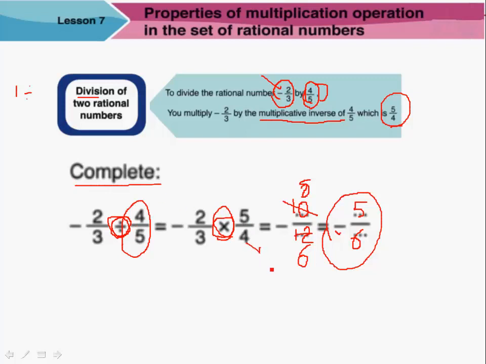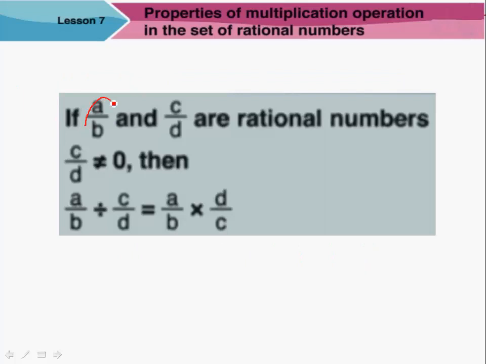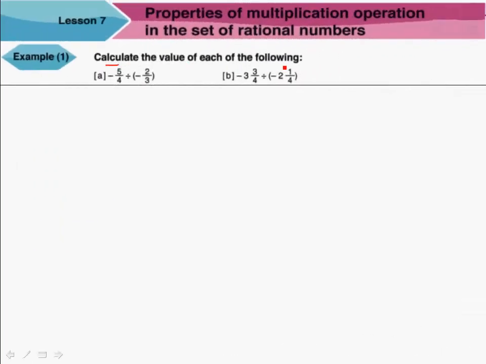So if A over B and C over D are rational numbers, and of course C over D is not equal to 0, then A over B divided by C over D is equal to A over B multiply D over C. Calculate the value of each of the following.